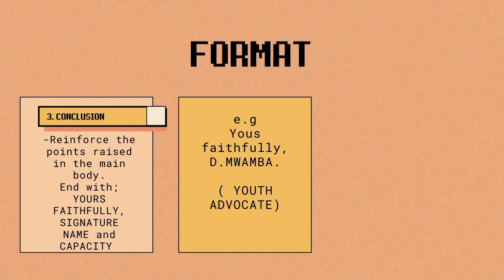Look at that example there. You write yours faithfully, your signature, or number like that. Then youth advocate. That's showing the capacity in which you are writing the article. So do not write yours lovingly, yours sincerely. For the article it is yours faithfully. So you write yours faithfully, comma, your signature, full stop.